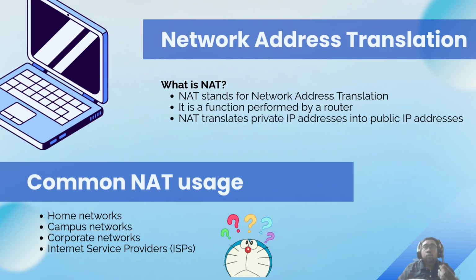Now, let's move on to where NAT is commonly used. NAT is commonly used in different types of networks. For example, in a home network, it allows multiple devices like computers and smartphones to share one public IP. In a campus network or corporate network, it helps to manage devices very efficiently. Even Internet Service Providers, or ISPs for short, use NAT to conserve a limited number of public IP addresses while serving a large number of customers.